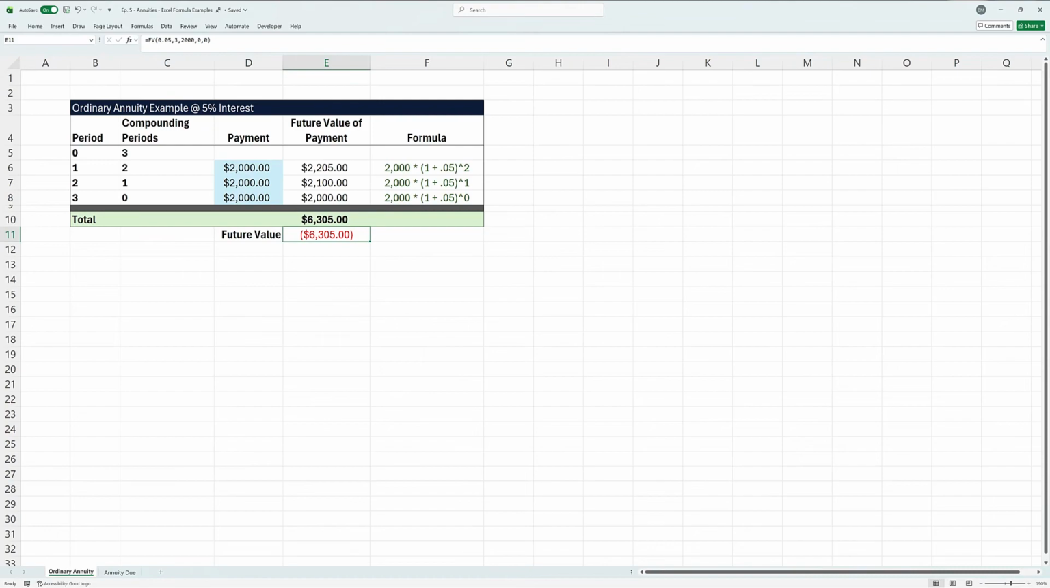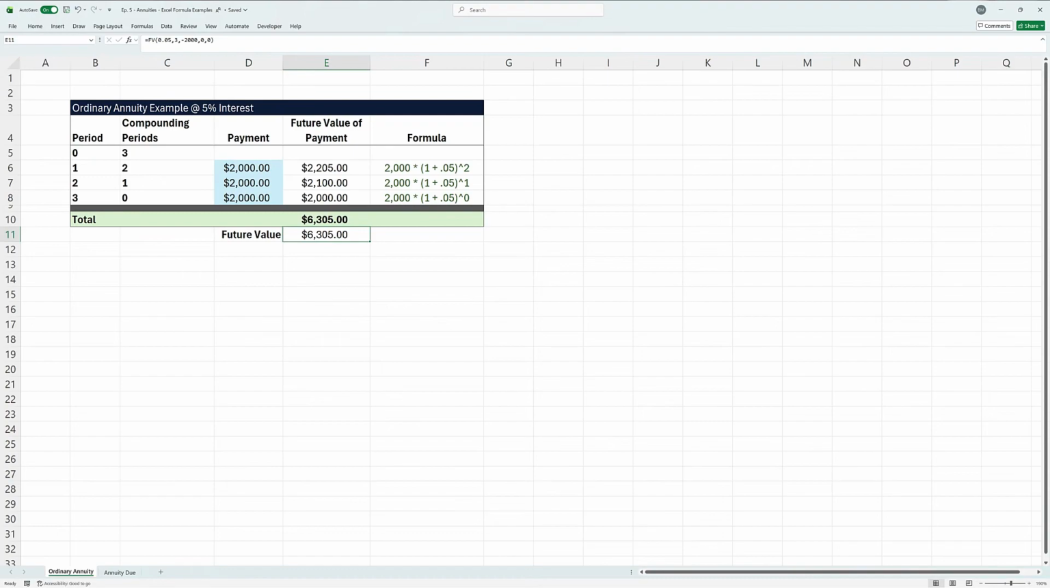It presents the cash outflow from our perspective as a negative value. If we flip our payments to a negative $2,000, this will signify to Excel that from our perspective these are cash outflows, and at the end of the 3 years we would expect to receive $6,305 back as a cash inflow to be repaid the principal plus interest.